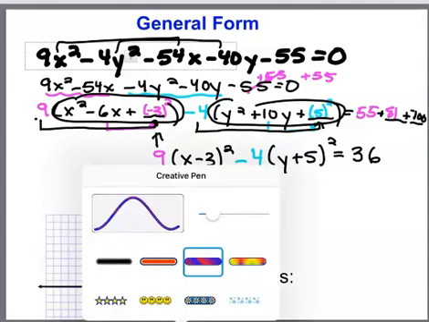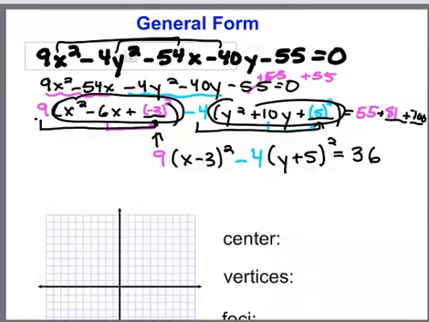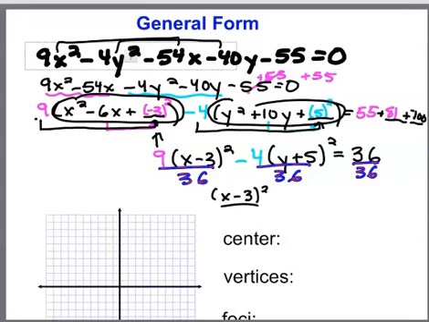So just like the ellipse, we're going to divide by 36. Divide by 36. Divide by 36. And now I have to simplify that fraction. 9 over 36 simplifies to 1 over 4. So this is x minus 3 squared. So again, what I just did is this simplifies to 1 over 4.